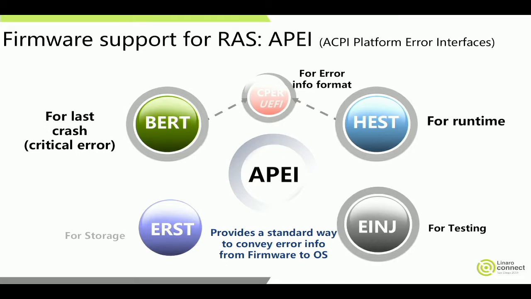So these 4 tables, I have drawn a very detailed map, a very detailed diagram at the end of this slide. You can download this slide and check these 4 different tables. But the only thing I think I need to mention is the function of these 4 different tables. One is BERT. Once you have a very critical error, this table will tell the kernel how to back up and how to find the very critical error information in the next boot. Because it's critical, the OS has crashed, and you can get the information in the next boot.